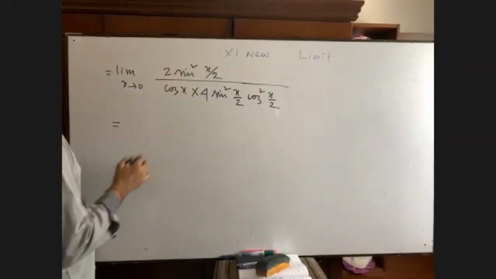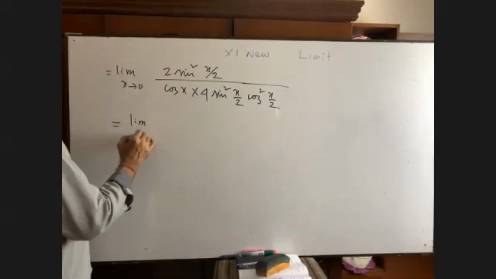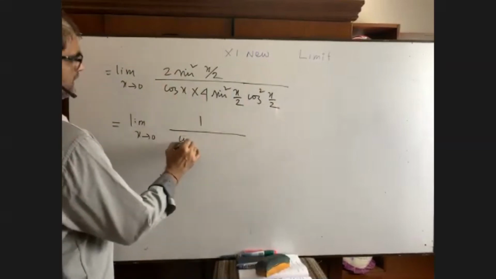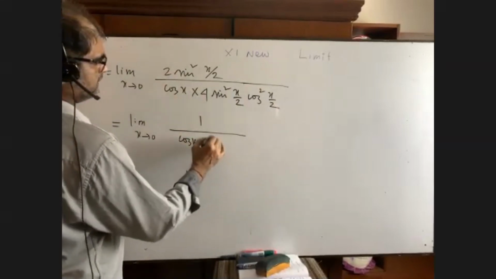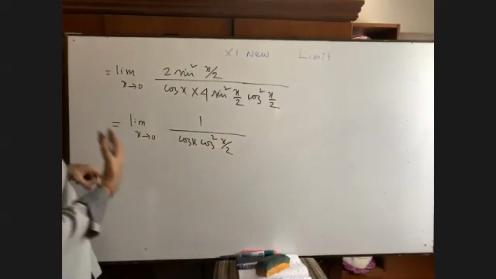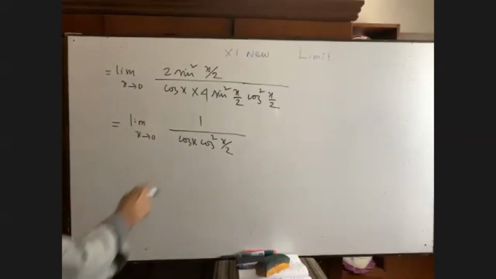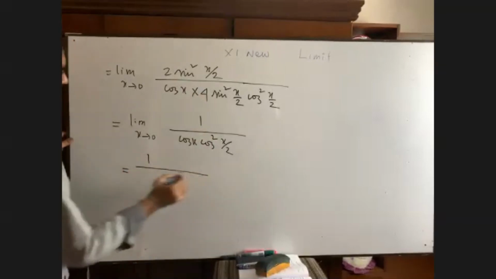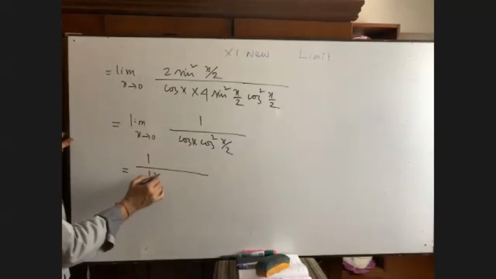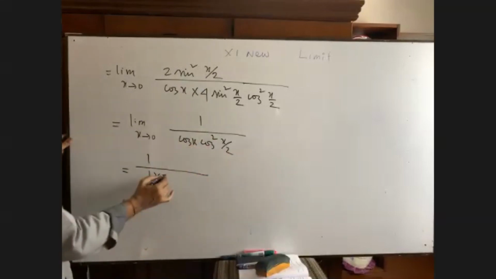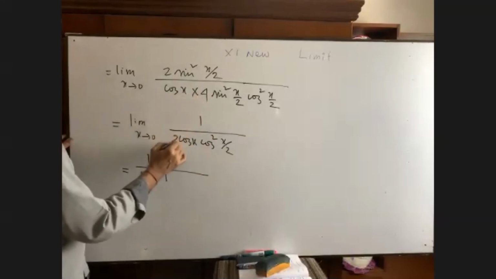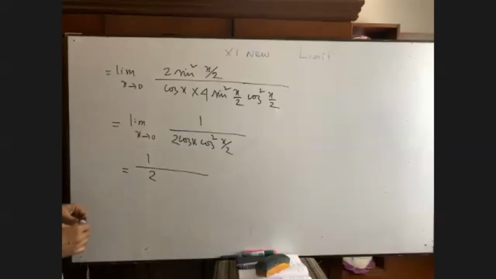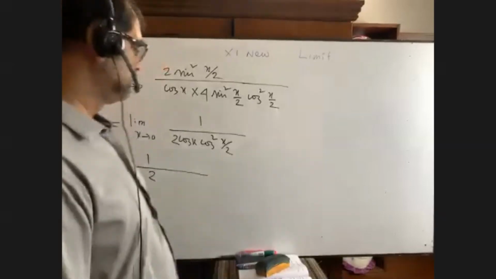It is nothing. Limit x tends to 0. There is nothing, only 1, cosine x and cosine x square by 2. Now I can put x equals 0 because cosine 0 is not 0. So we can put the value 1 by cos 0, 1, cos 0 by 2 also 1. Where is 2? This is 2. I'm sorry, this is 2. So our answer is half.